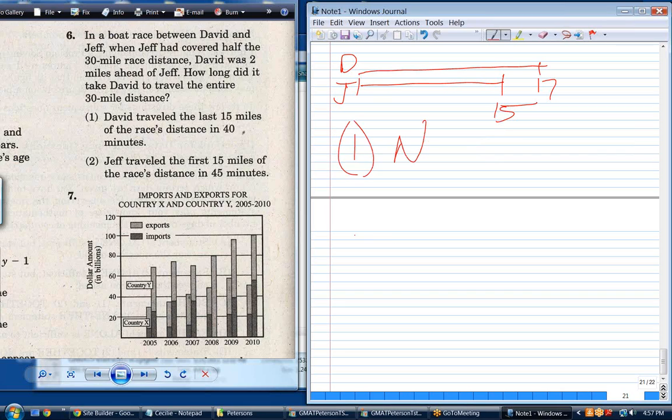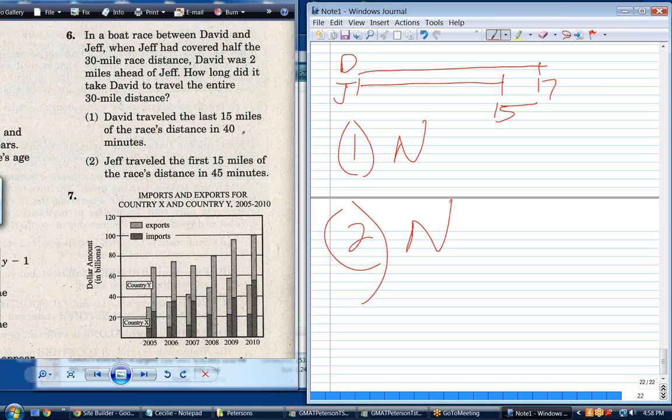I agree. And then I would say that 2 is no for the same reason, because Jeff traveled the first 15 miles of the race distance in 45 minutes. Well, you don't know if he was sailing faster on the last 15. I mean, in both of them you can figure out how fast he sailed in 1 minute. Well, the other assumption we can't make is that they're going to go the same speed the whole race. That's why I want to say that you can't solve it with one or two. Right. Okay.